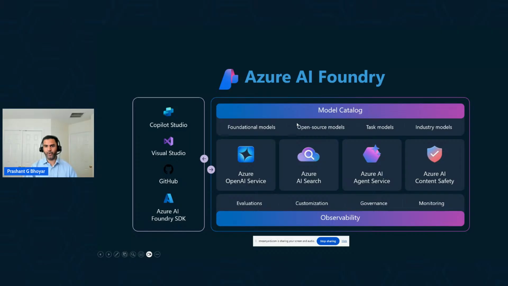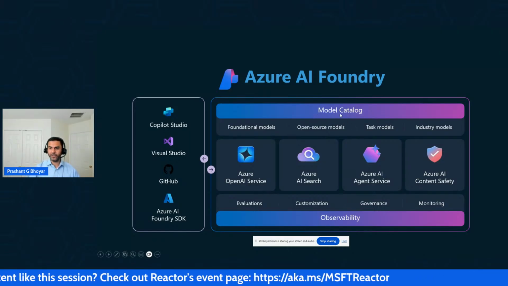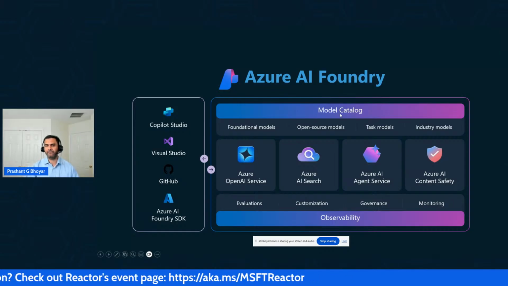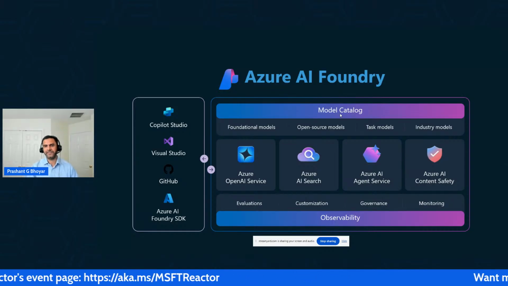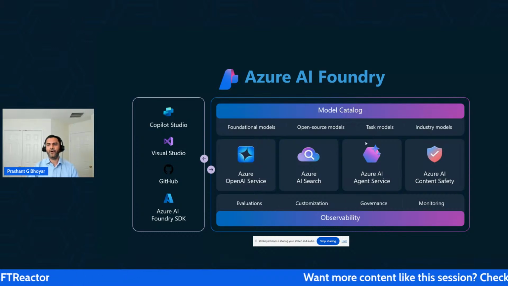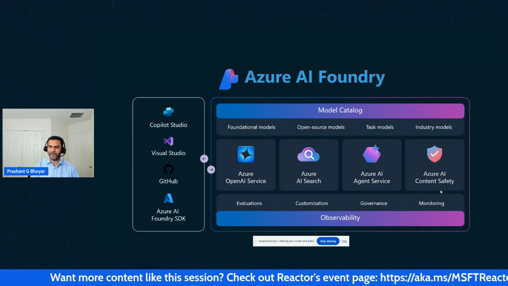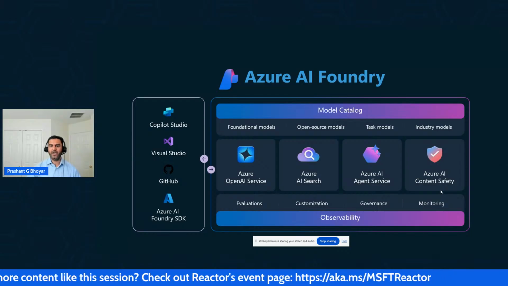Some of the models are also available for you to fine tune. That means you can take off-the-shelf models and modify their behavior by providing your training data. Along with that, Foundry also gives you access to Azure AI Content Safety. If you would like to implement any guardrails or any kind of safety measures as part of your generative AI workload, you can do that.